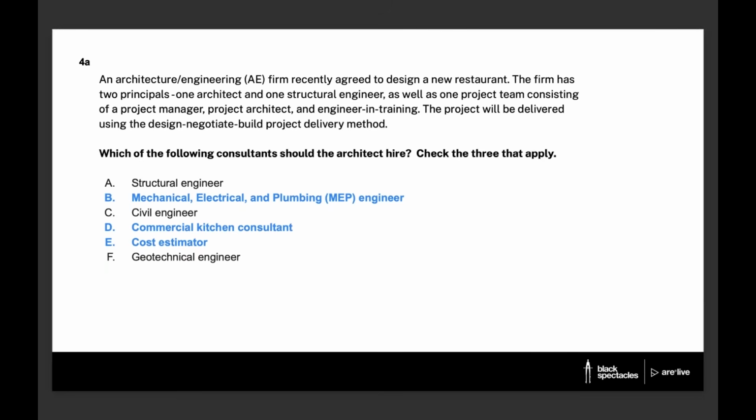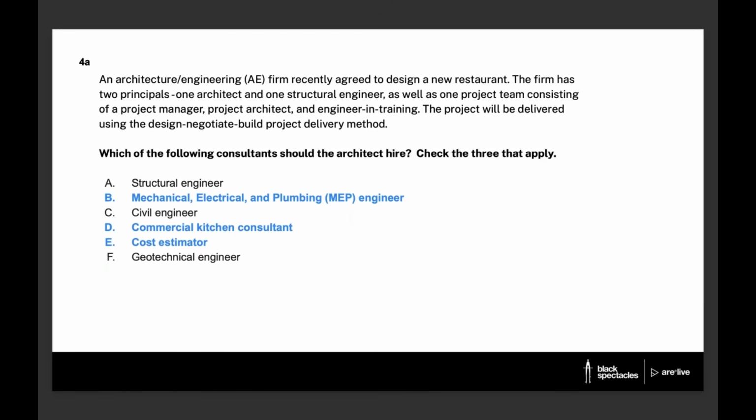I know in real life, I know of several architecture firms that have their own in-house civil engineering. It's pretty common in rural areas so that you can provide full service design services to your clients. But for the ARE, we're talking about big commercial projects, and it's not common for the architect to hire that consultant. And not only not common, it's going to be incorrect on the ARE for the architect to hire that consultant.